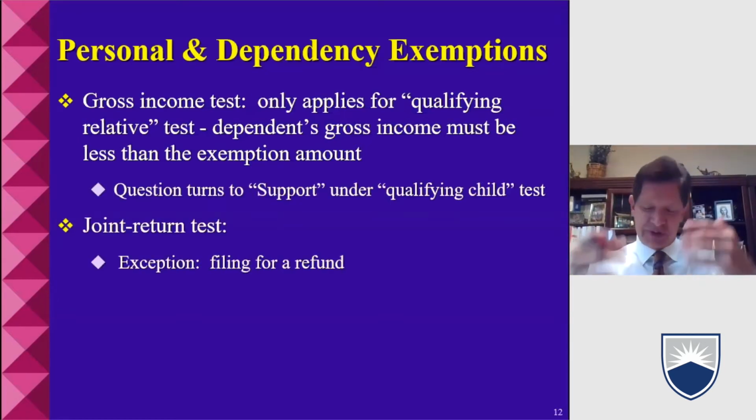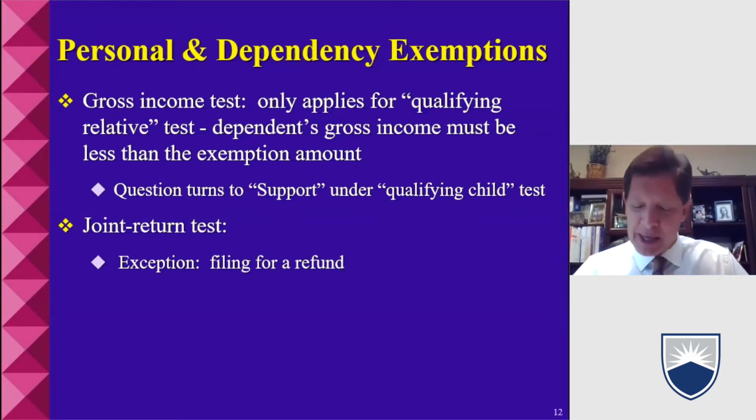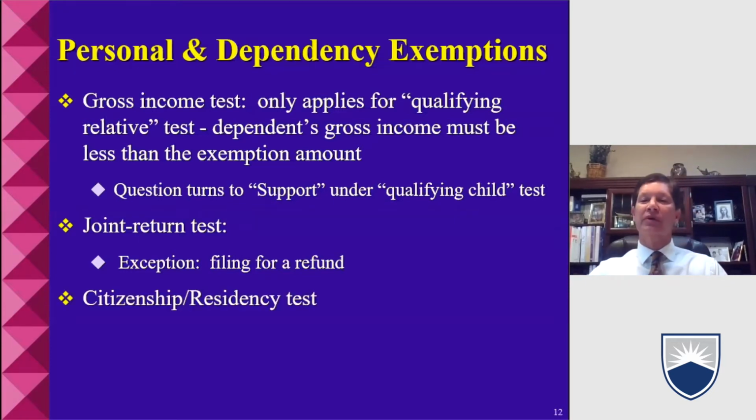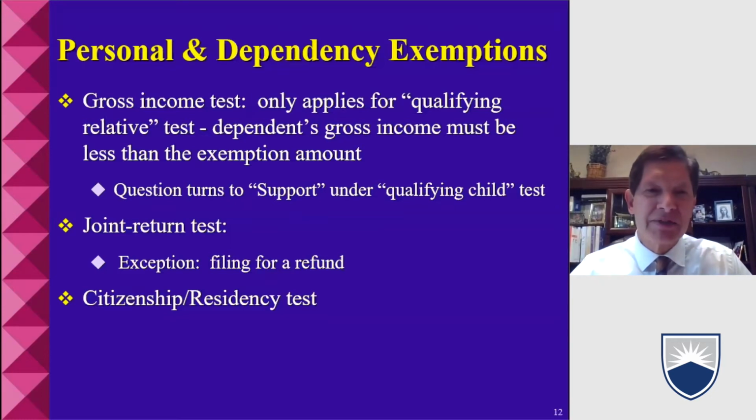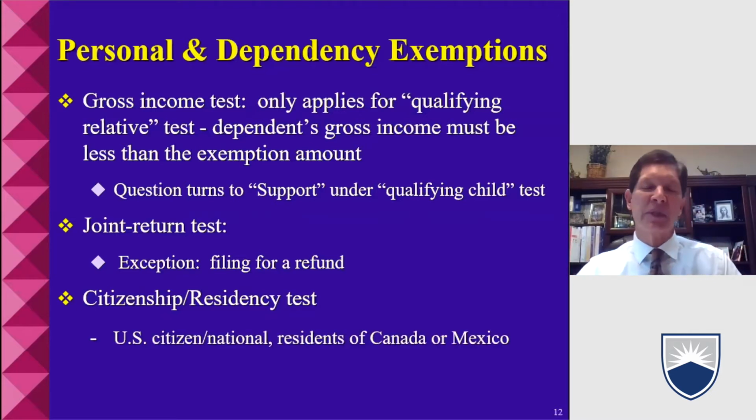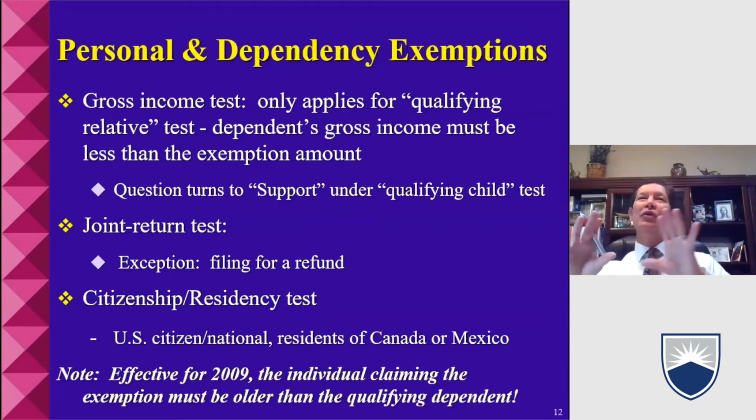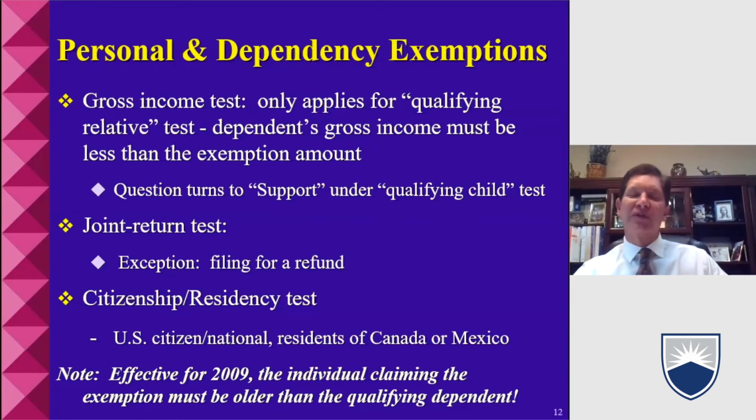Joint return test. You rarely see this. The party for whom you can claim as your dependent must not be one who is married filing jointly unless the sole reason they file a tax return is to obtain a refund. Citizenship, residency test. Generally speaking, the party for whom you claim as your dependent must be a U.S. citizen, U.S. national, U.S. resident, or one of Canada or Mexico. Now, another nuance often overlooked. Effective for 2009, the individual claiming the exemption must be older than the qualifying dependent. Well, there's a tweak to that rule too.